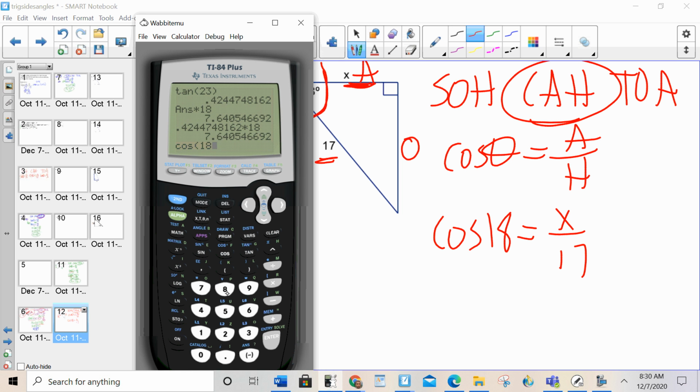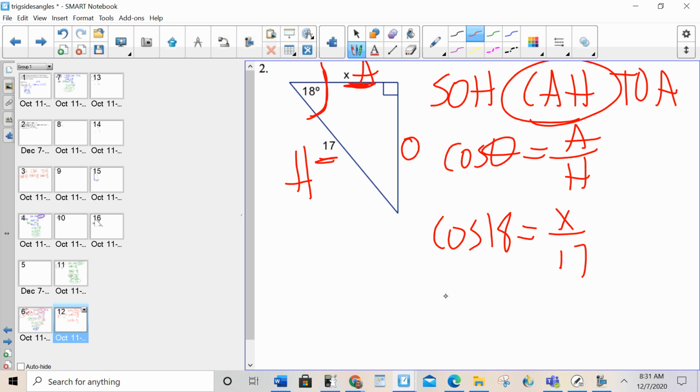Cosine 18 is 0.9510. So I'm going to write 0.9510 dot, dot, dot. That means there's more to come. Equals x over 17. And then you're going to cross multiply and solve. So I'm going to let you finish it from here.